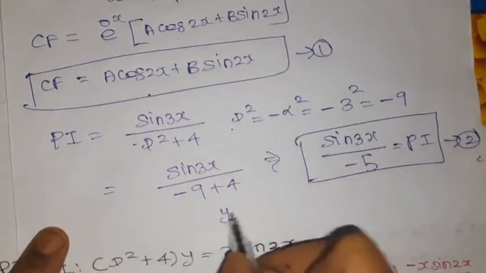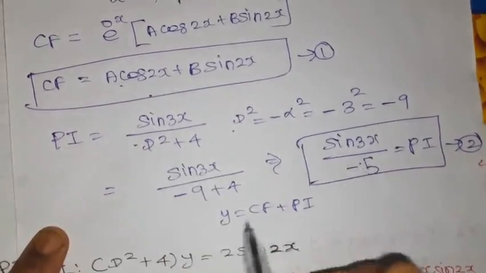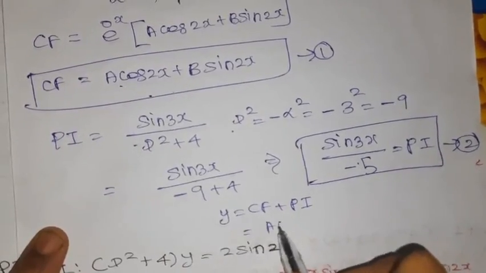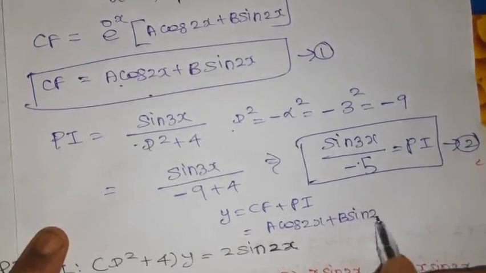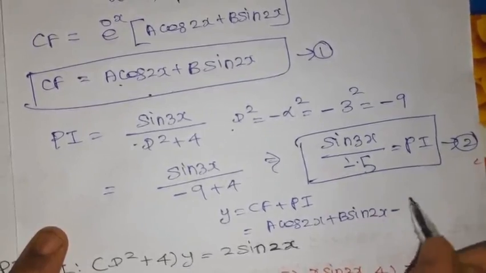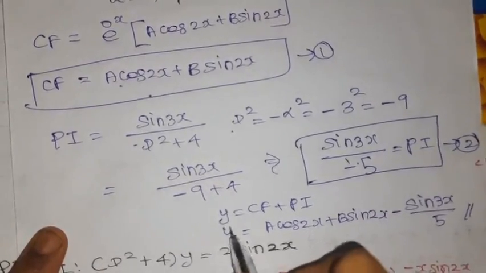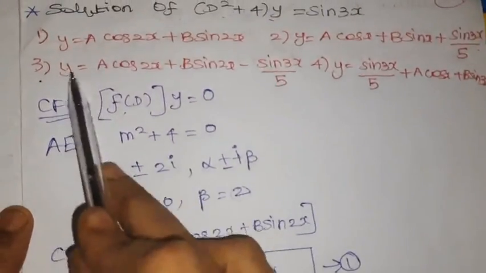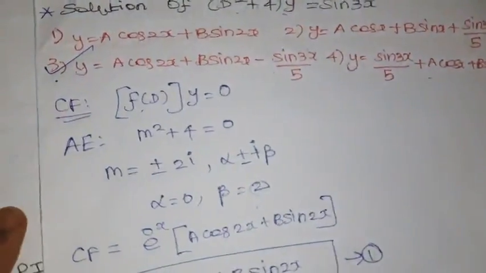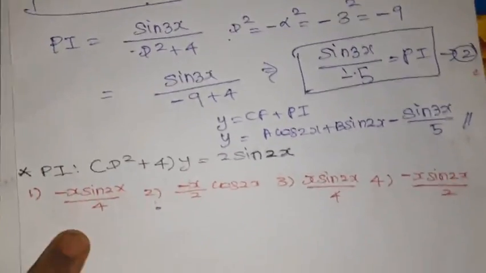Then what is the solution? Y equal to CF plus PI. So, adding these two equations, a cos 2x plus b sin 2x minus sin 3x by 5. So this is the solution for the given differential equation. So option 3, a cos 2x plus b sin 2x minus sin 3x by 5. We'll move on to the next one.